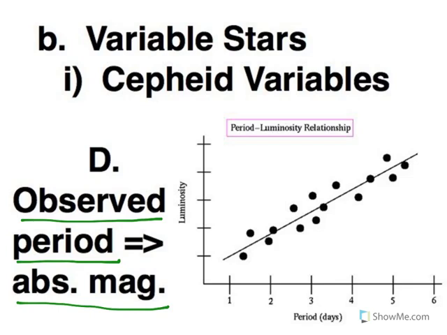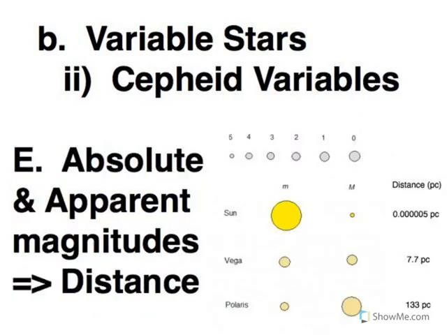All of these distance techniques that don't use parallax ultimately come down to the same thing. You need to know the absolute magnitude to find out how far away that star actually is, because you can compare it with the apparent magnitude to get the distance. Recall, the apparent magnitude is represented by little m and absolute is represented by big M.